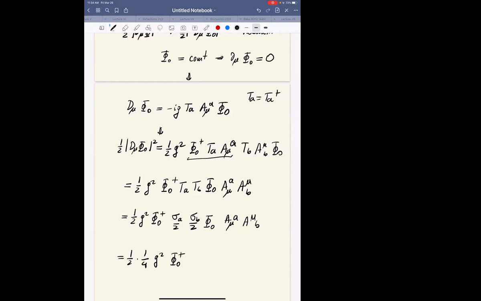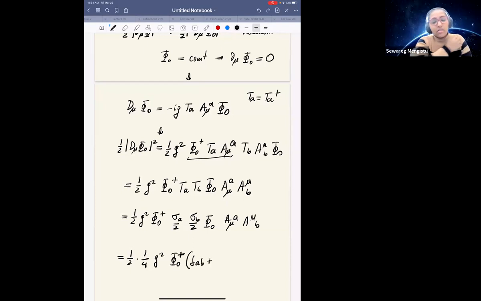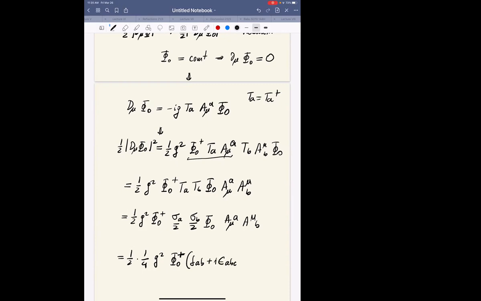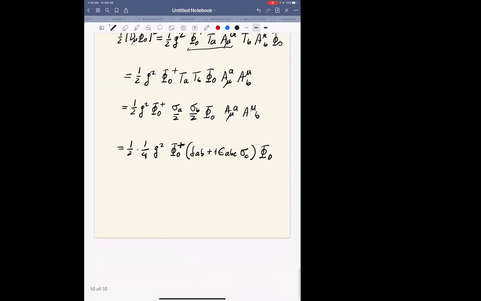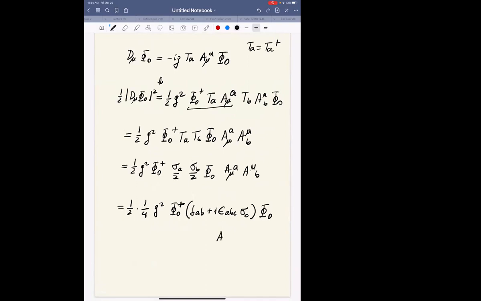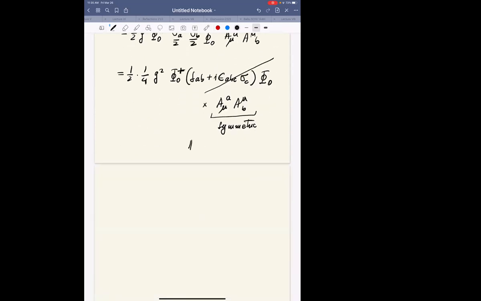Now, what is the product of sigma^A, sigma^B? It's delta^AB. Who remembers? Plus i epsilon^ABC sigma^C, right? Sigma^C, yes. Thank you. Phi 0. Very good. This is the piece inside times A_mu^A, A^mu B. But notice that this is symmetric in A and B. So the second piece goes to 0, because it's anti-symmetric. It does not contribute. So what we got? That 1/2 d_mu phi 0 dagger.